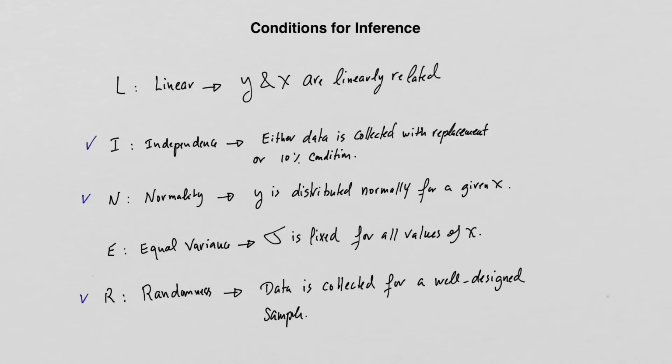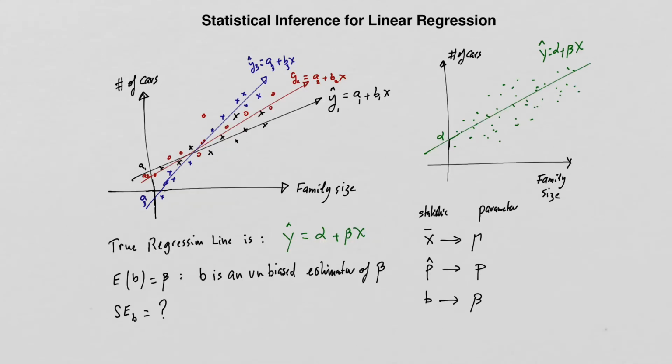The very first condition, and the acronym is LINER, like linear without the A. That's how you remember them. There are 5 of them. So you always have to check these conditions before you proceed to do statistical inference. The first one is that Y and X are linearly related. In other words, if you believe that the number of cars and the family size are not linearly related, let's say they give me this curve, then there is no need to do statistical inference because they need to be close to linear.